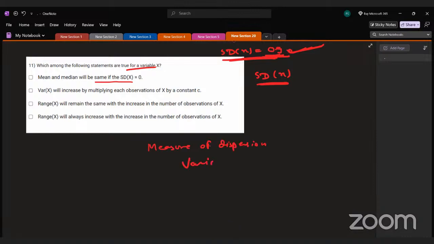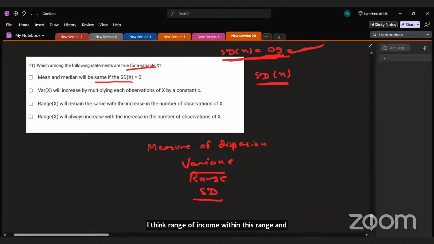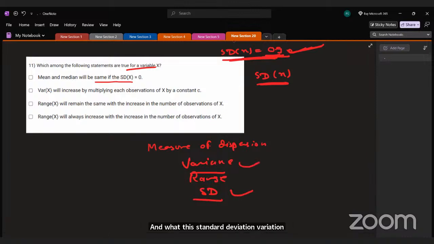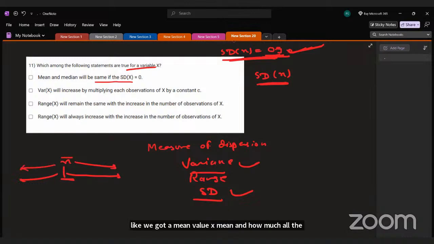Variance, range, and SD. What this standard deviation and variance give you is how much the data varies from the mean. Like we have a mean value x mean, and how much all the observations vary from it, the variation between the other observations and this mean.